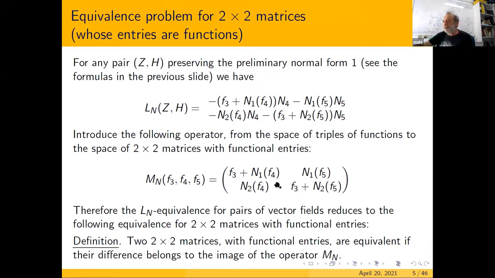And now everything reduces to normalization of this 2x2 matrix, with functional entries, by the image of this operator, which I denoted MN. So we have here three free functions, F3, F4 and F5 are of our choice. But here the matrix has four functional entries. So let's say the 2x2 matrices with these functional entries are equivalent if their difference is in the image of this operator. And now the problem reduces to constructing the normal form with respect to this equivalence.